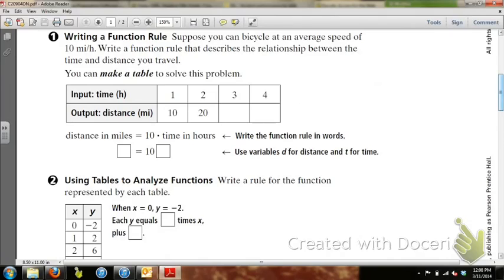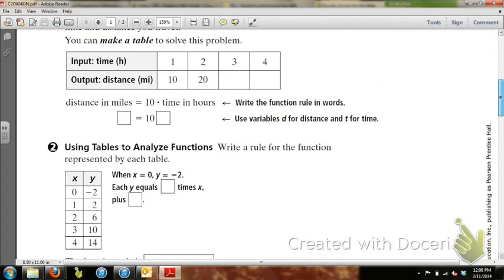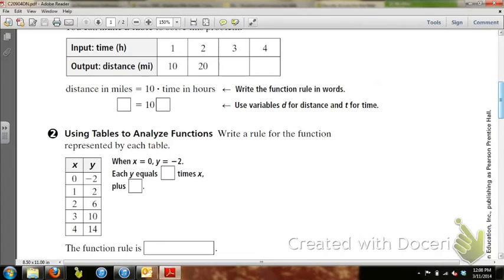So suppose you can ride a bicycle. Suppose you can bicycle at an average speed of 10 miles per hour. Write a function rule that describes the relationship between the time and distance traveled. So we're going to make a table. So if we are traveling 10 miles every hour, distance is d, and that distance always equals your rate times your time. Our rate is 10 miles per hour. So d equals 10 times however long we traveled.